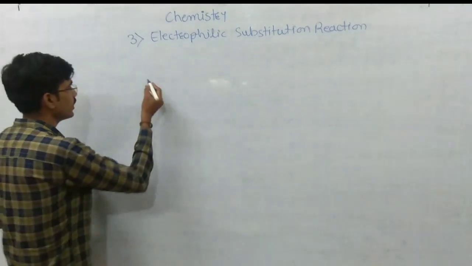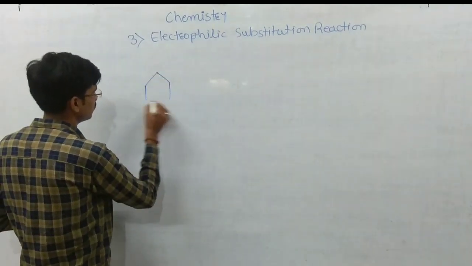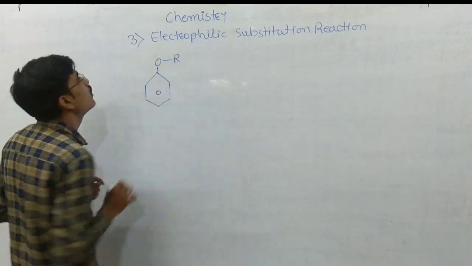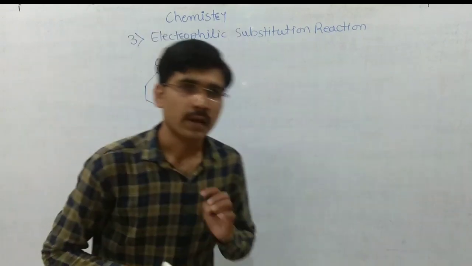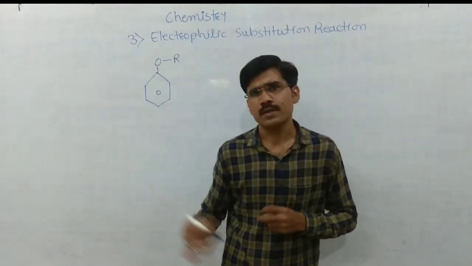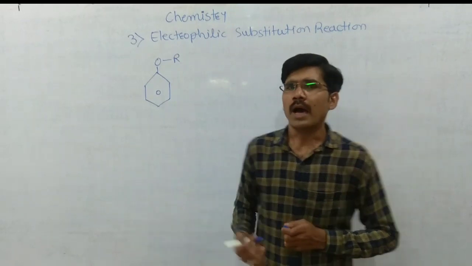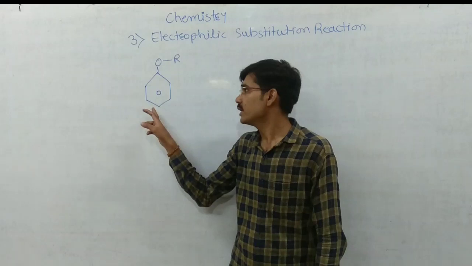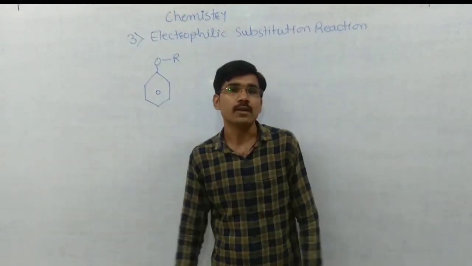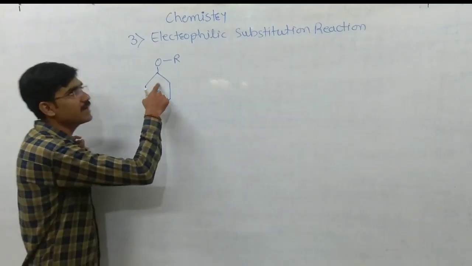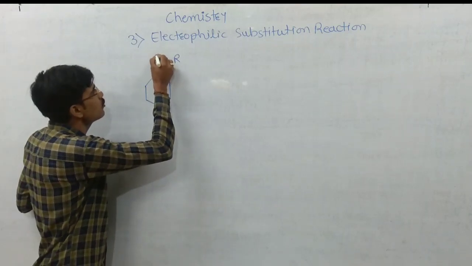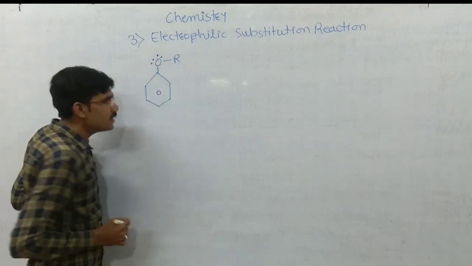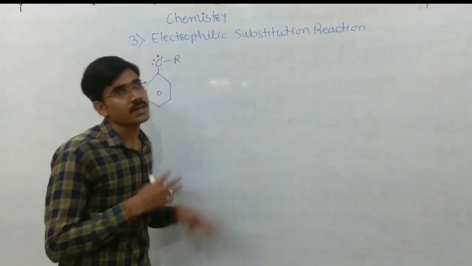Suppose we take here an aromatic ether, a benzene ring attached to O and it is attached to R. In electrophilic substitution in an aromatic ether, one part is an aromatic compound, one is an aliphatic compound. That means one is a benzene ring and one is an alkyl group attached to oxygen. In that, oxygen has 2 lone pairs on it and it shows resonance structure.